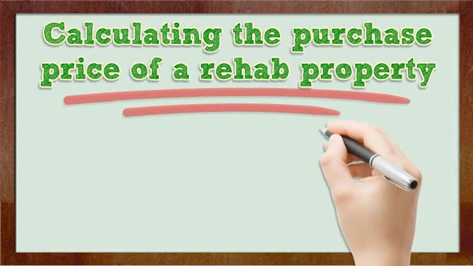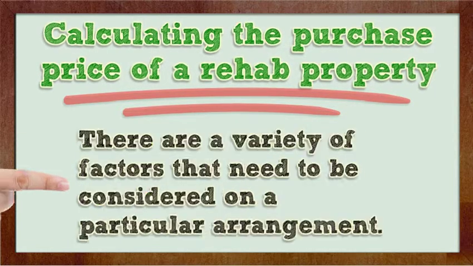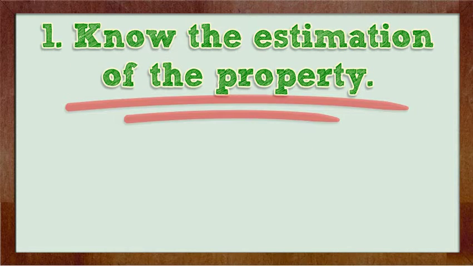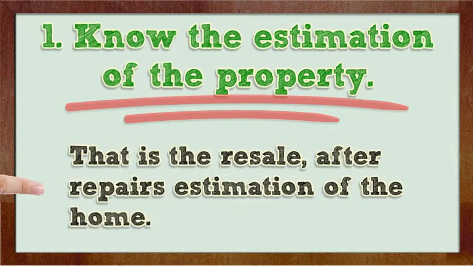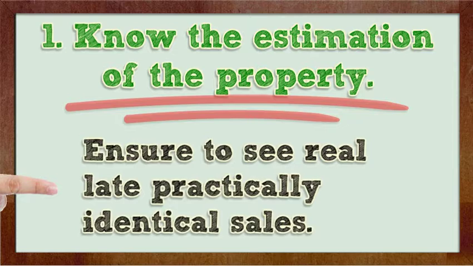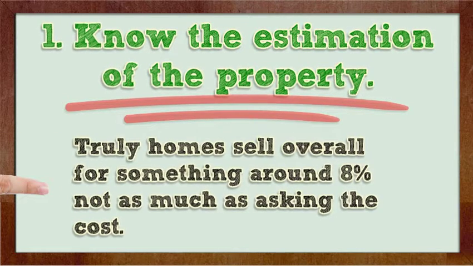Calculating the purchase price of a rehab property, realizing what to pay for a house, is basic in the RABing game. There are a variety of factors that need to be considered on a particular arrangement. 1. Know the value of the property. That is the resale, after-repairs value of the home. Make sure to see real, recent comparable sales. Typically homes sell for around 8% less than the asking price.